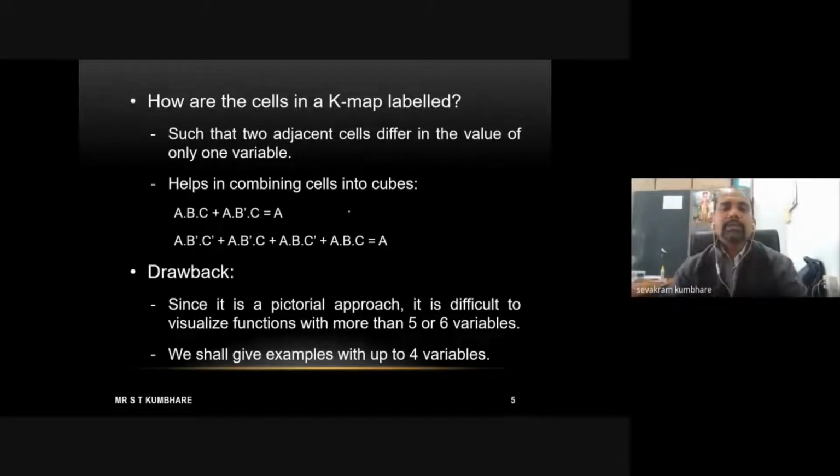The drawback is, since it is a pictorial approach, it is difficult to visualize a function with more than 5 or 6 variables. So this is the drawback of the K-map, that we cannot have a K-map with more than 5 or 6 variables, and so we will use up to 4 variables.